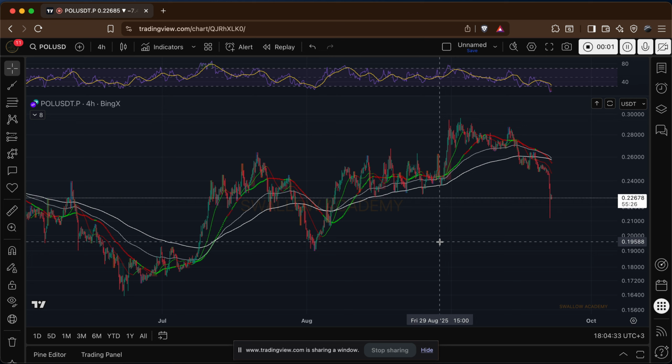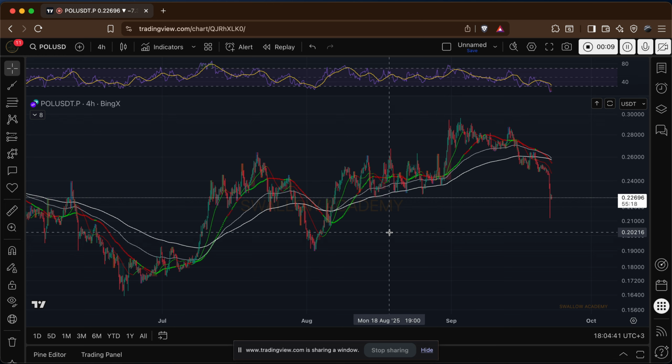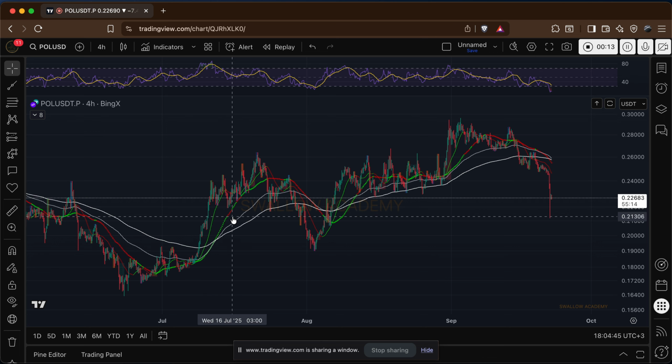Welcome back everyone to another technical analysis, and today we're taking a look at POL coin. Now most of the point today is that we're going to monitor those two indicators and overall what happened today.